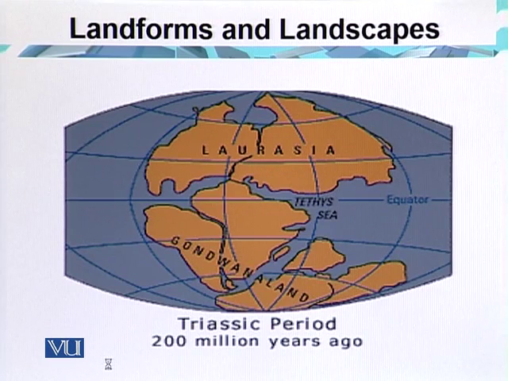So this is the Laurentian plate, and this was the Gondwana plate. Once these two were separated from each other, the central part between these two plates was covered by the Tethys Sea. Today the Tethys Sea remains in the form of the Caspian Sea, the Mediterranean, and the Gulf. So these are actually the remnants of the Tethys Sea.